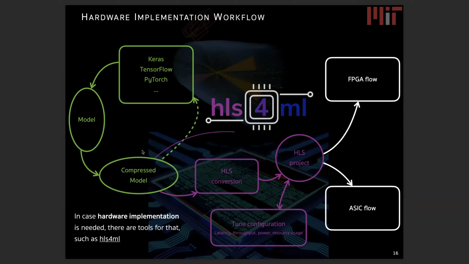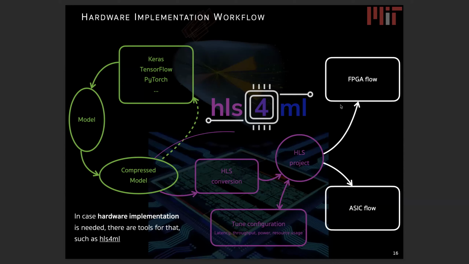I'm not going to talk about them, but if you're curious, you have to do that. After several cycles of compressing and retraining your model, you finally have something that you like. And then there is this software developed by physicists. It's open source, HLS for ML. HLS is high level synthesis.